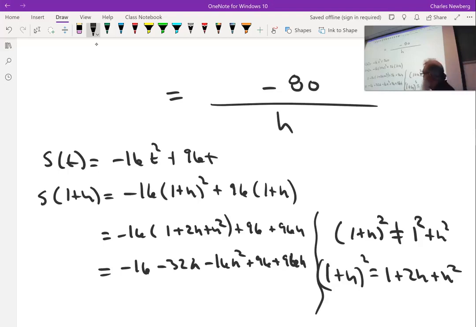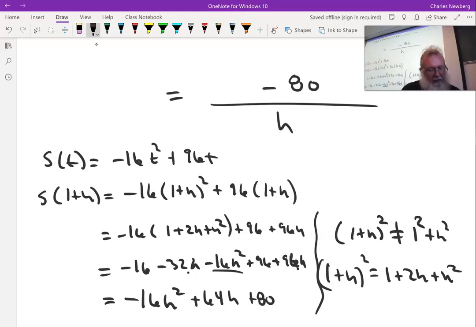All right, so now what do we notice? First off, minus 16 plus 96, those add up to 80. I get minus 16h squared from there. Minus 32h plus 96h, that is what? 96 minus 32, 64. Somebody, did that sound right? Thank you. And then we get what? Plus 80.